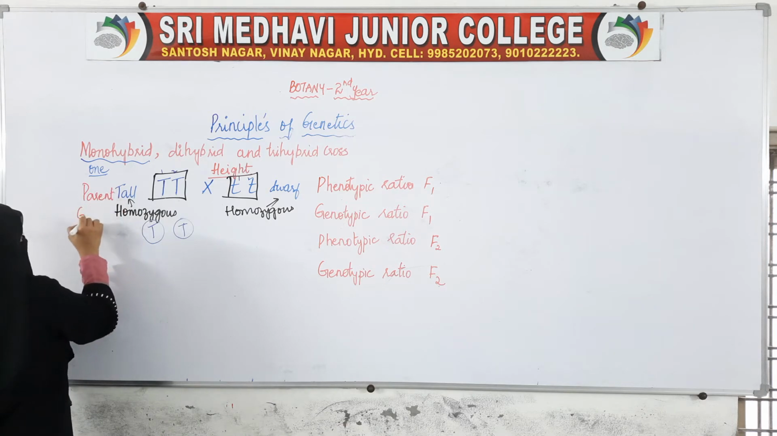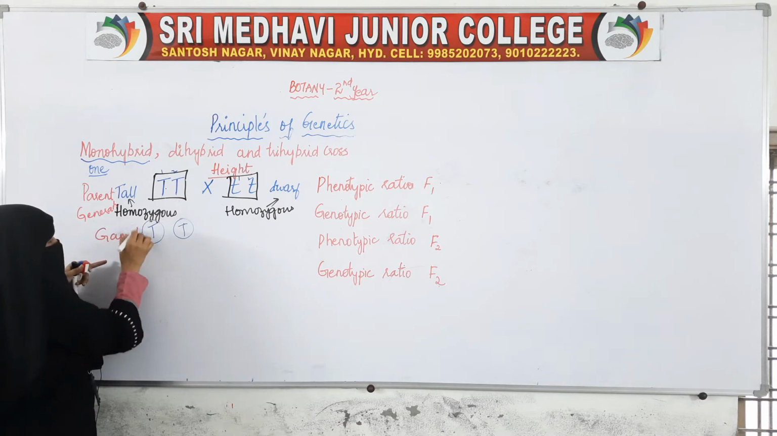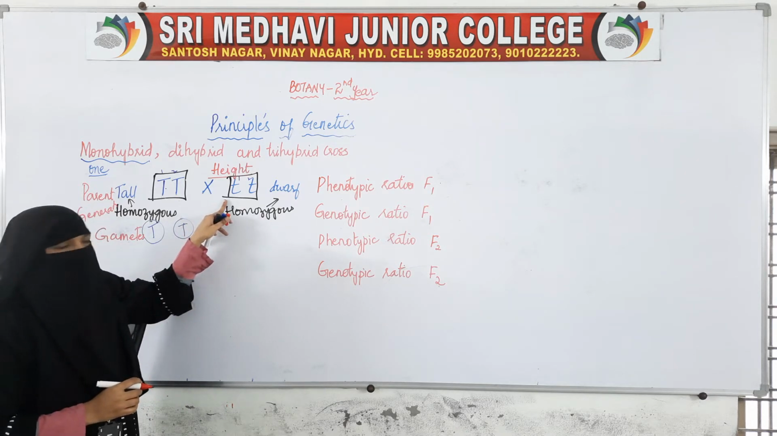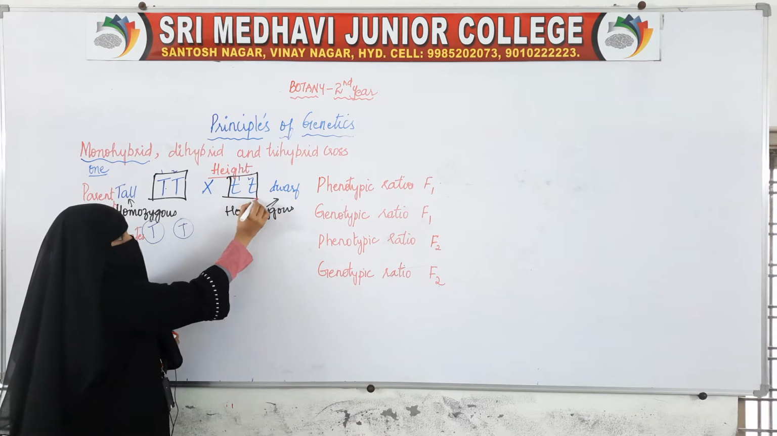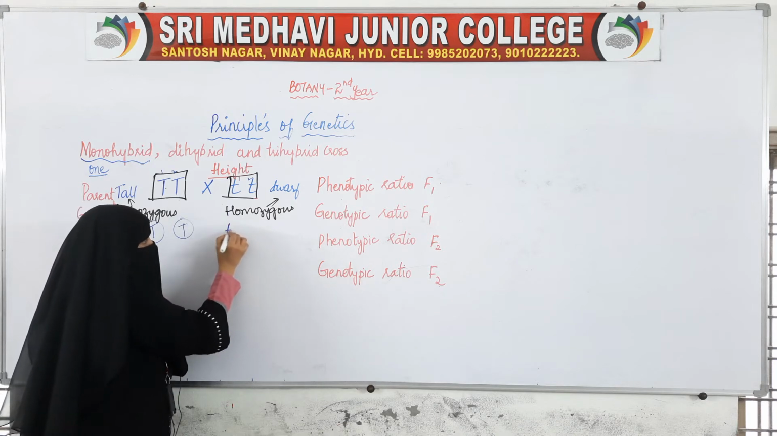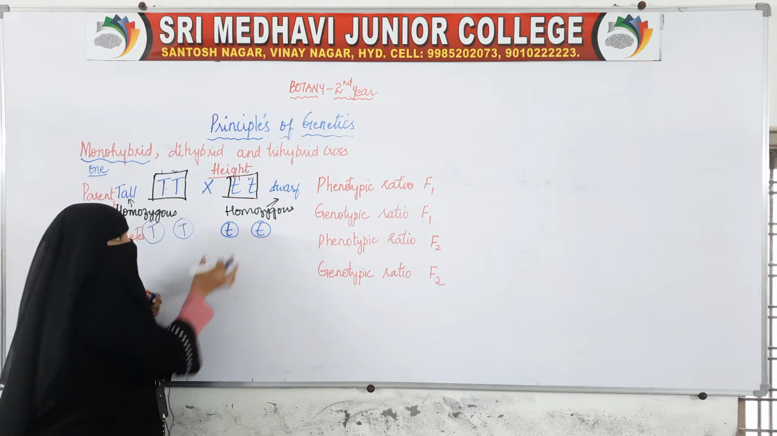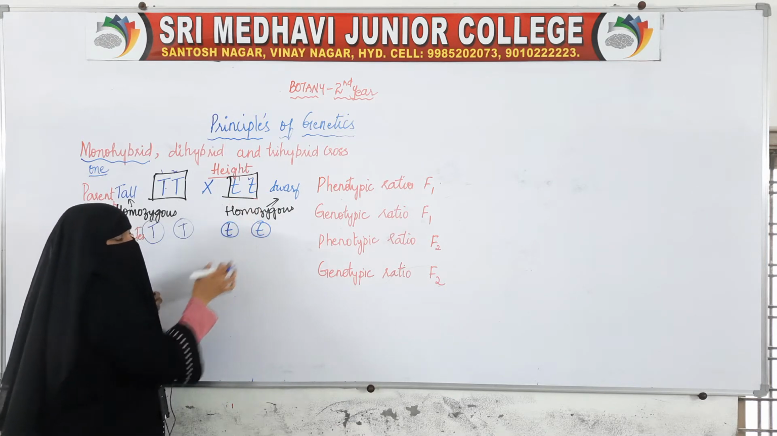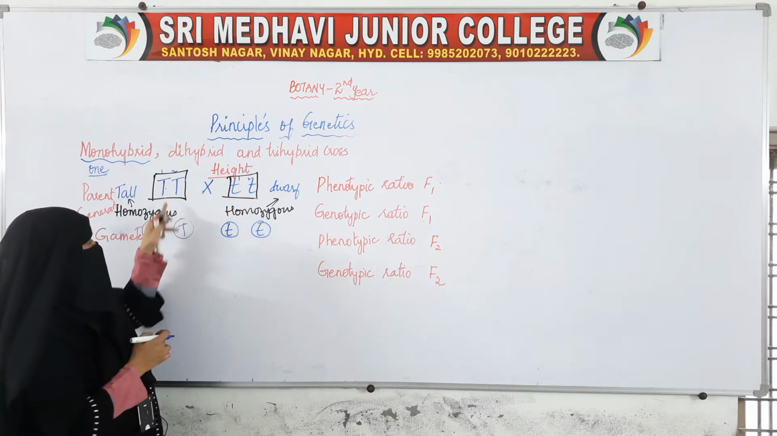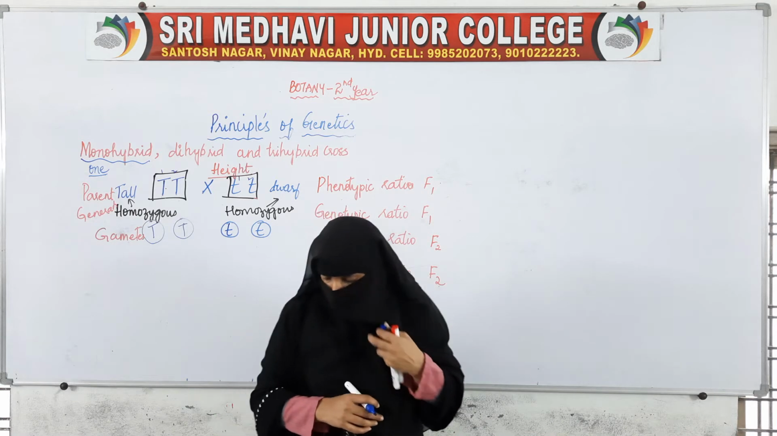This is the parent generation, and the parents have produced these two gametes. Similarly, this is the gene for dwarfness. It consists of two alleles, and these two alleles will get segregated. This is one allele, this is another allele, so this is one gamete and this is another gamete. Each gene will segregate and produce two gametes. This one is also segregating and producing two gametes.